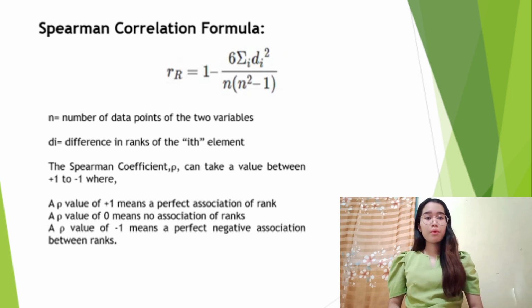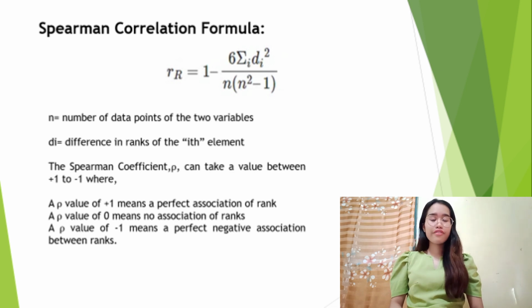We must be able to rank the data before proceeding with Spearman's rank coefficient of correlation. It is important to observe if, when increasing one variable, the other variable follows a monotonic function.